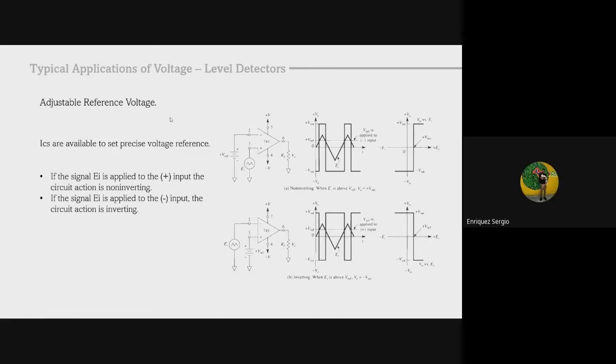Well, I will talk about a typical application of voltage level detectors. Adjustable reference voltage. The integrated circuits are able to set a precise voltage reference. As we can see in image A, if the signal source is applied to the positive input, the circuit action is non-inverting. On the other hand, in image B, if the signal source is applied to the negative input, the circuit action is inverting. Next, please.